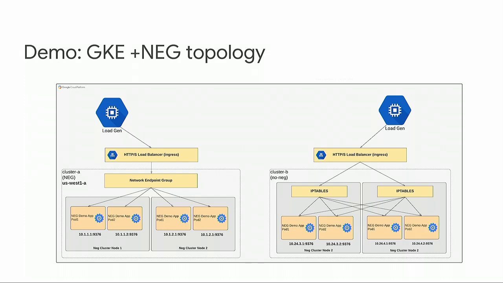The other cluster is deployed in the same zone, us-west1-a. Same number of nodes, same application, same load testing characteristics. So we're sending 50 concurrent clients connecting into this environment. But this is not using network endpoint groups.